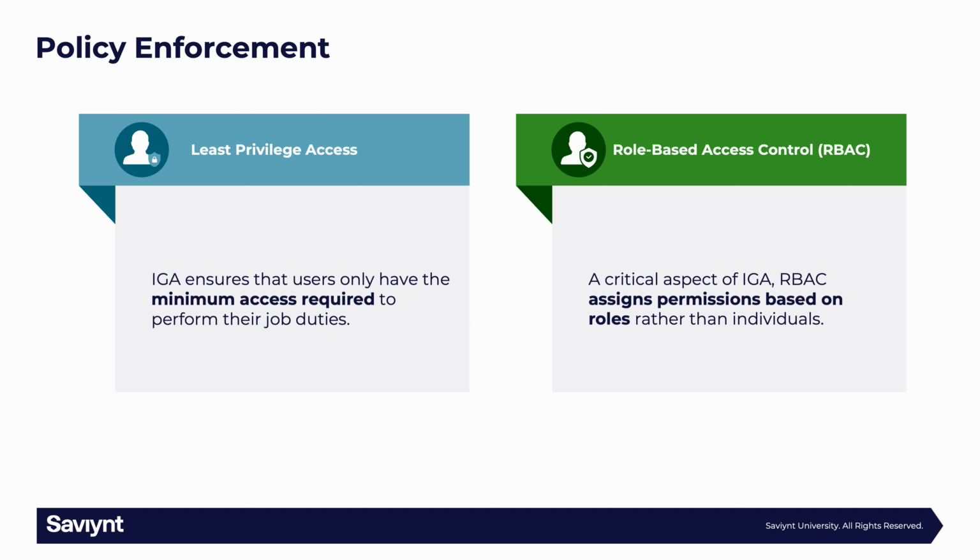Role-based access control is a critical aspect of IGA. RBAC assigns permissions based on roles rather than individuals. For example, all employees in the HR department are given similar access rights, such as access to employee records, without requiring individual permission assignment.